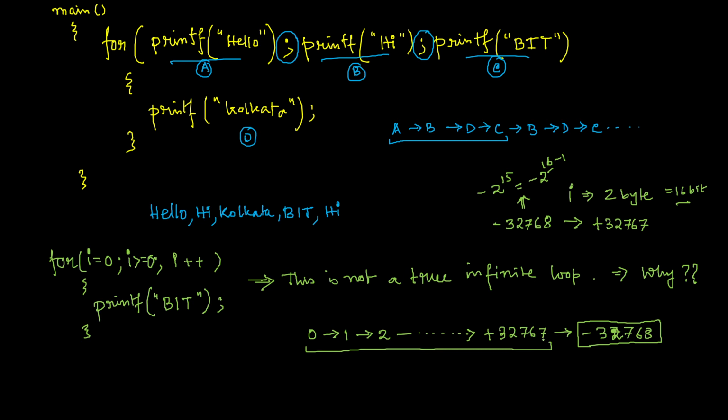Now if you want to make this a true infinite loop, we have some other choices also. For example, say approach 1. I mean, there are several approaches. Let's discuss one by one. I can write that, say, I equal to 0, and then I will be equal to, say, 1, suppose, and I plus plus.